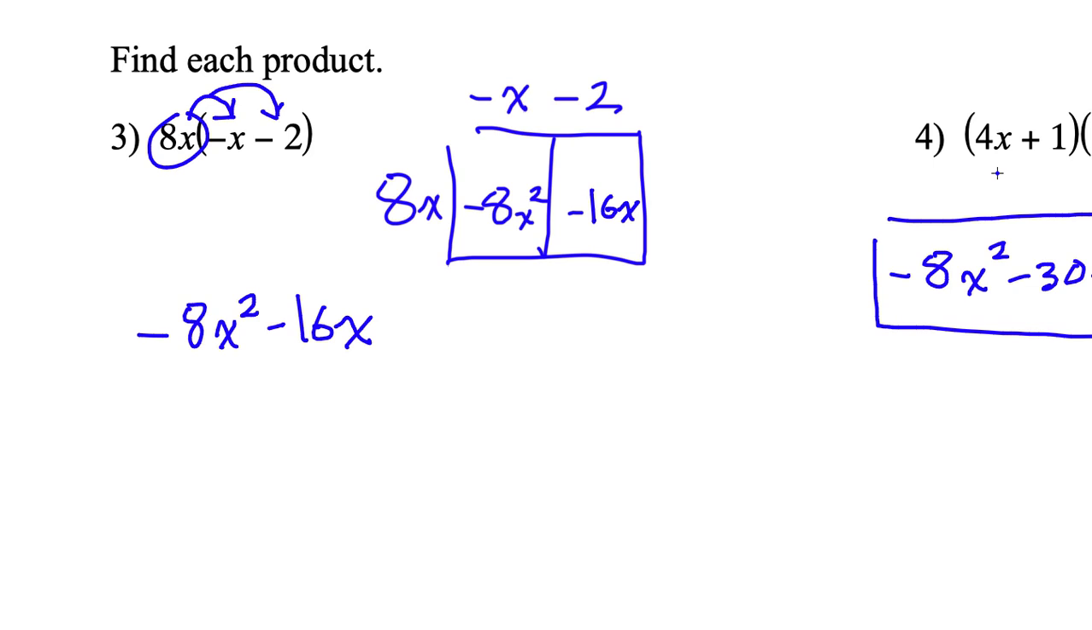Beverly, do you have a question as well? Yeah, for this one, can you do that? Yes. Is that a shorter way? Yeah, foiling is called F-O-I-L, as long as you make sure that you actually hit all 4 of those multiplication problems. First, outer, inner, last.